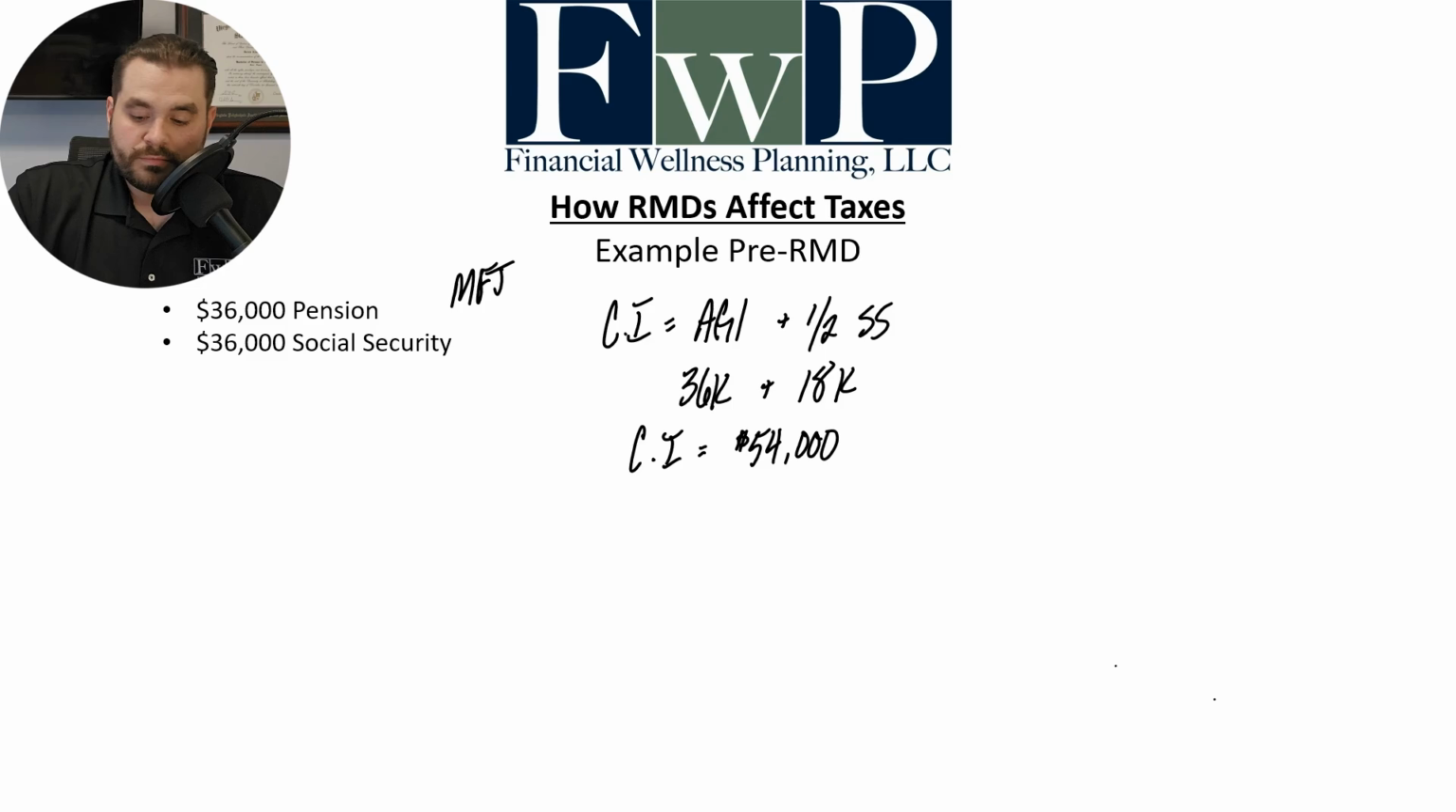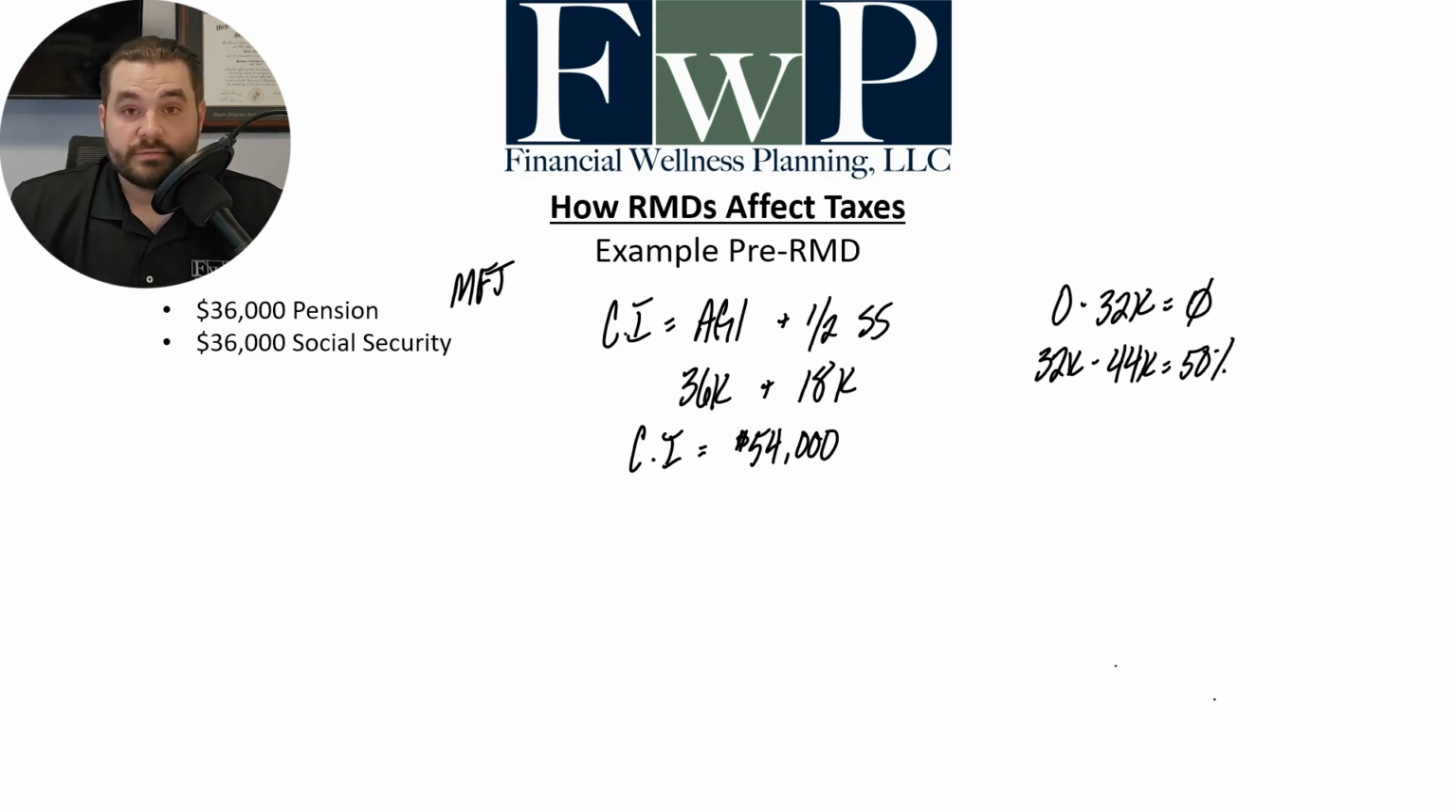For a married couple, any of their combined income from $0 to $32,000, none of that is going to count towards their taxable Social Security. Any of their combined income between $32,000 and $44,000, 50% of that amount counts towards their taxable Social Security. And then for any of their combined income over $44,000, 85% of that amount can be considered taxable income.